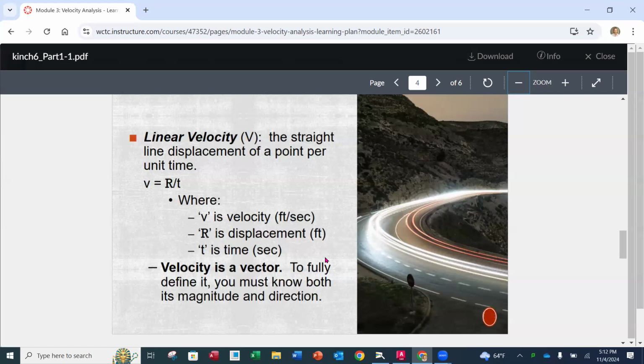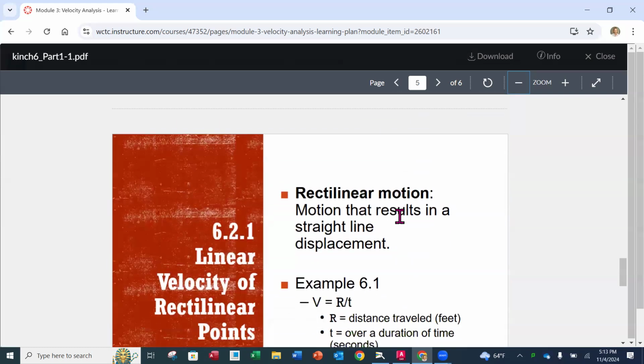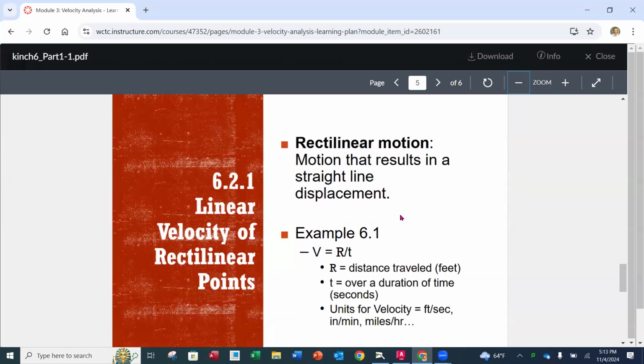We studied adding, subtracting, and using vector equations in chapter 3. We're now going to be applying them in this chapter, and the vectors we're going to be looking at are velocity vectors. The first type of motion we're going to talk about is rectilinear motion, which just means that we're going in a straight line and covering a distance. That's it. It's just a straight line distance.